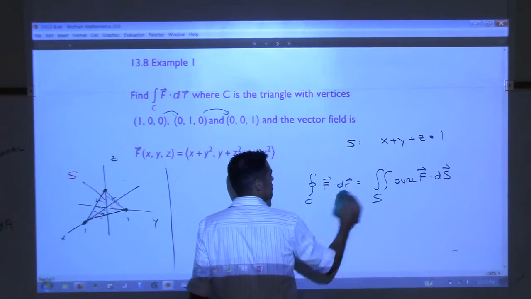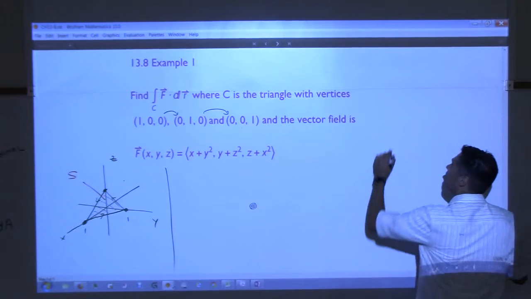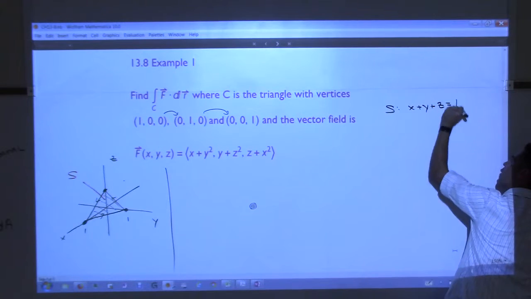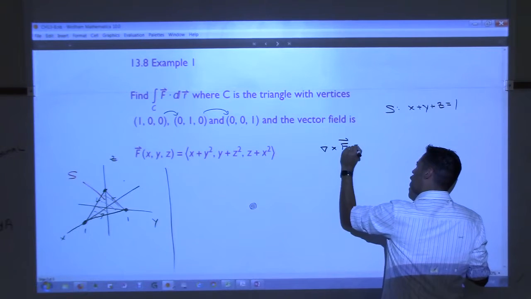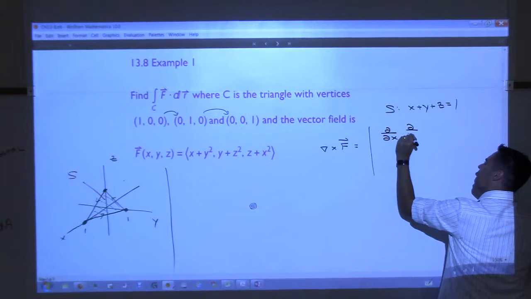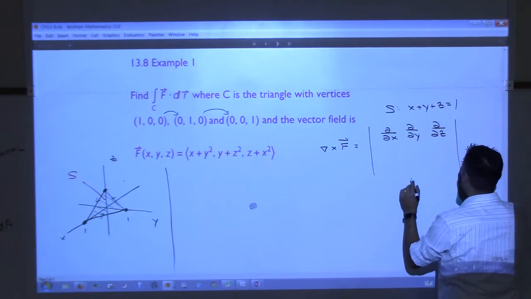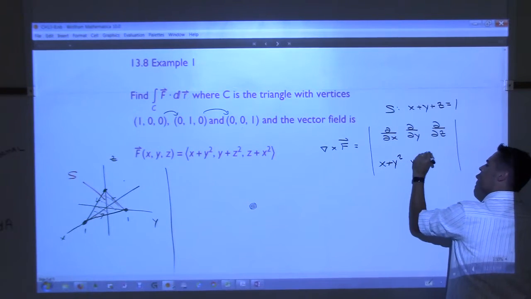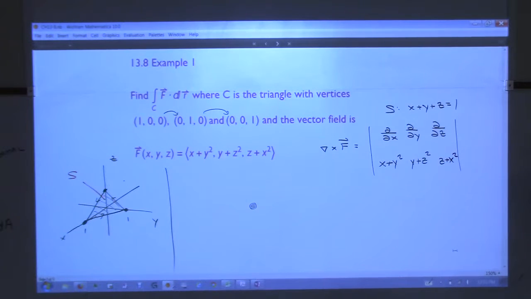I'm going to erase this. This is just to remind us of what was. I'm going to move this up. S was x plus y plus z equals 1. And then del cross F is going to be partial with respect to x, partial with respect to y, partial with respect to z. And then my vector field is x plus y squared, y plus z squared, and then z plus x squared. And then I do my cross product.